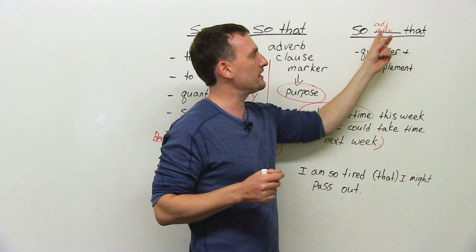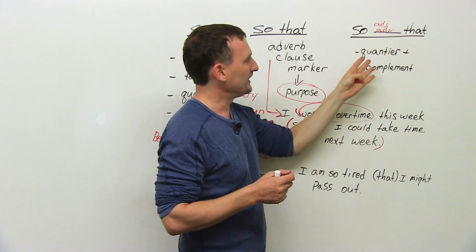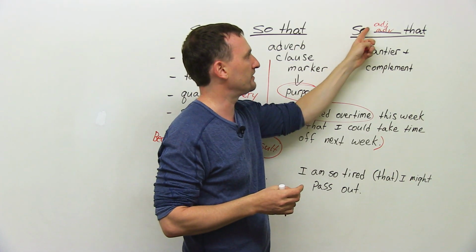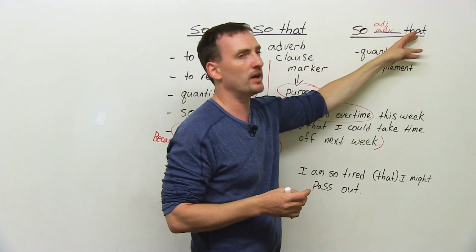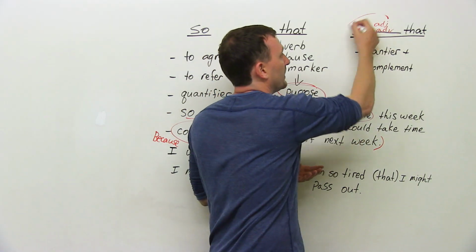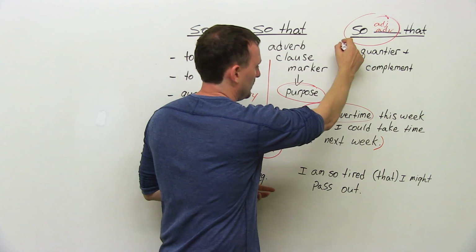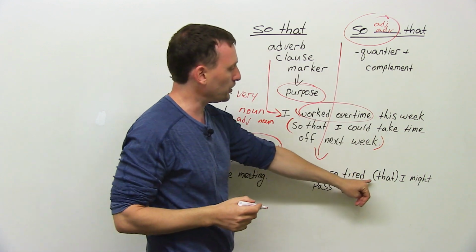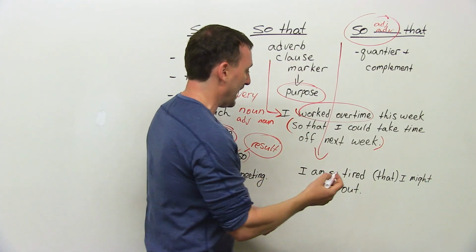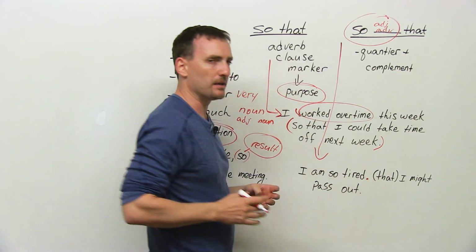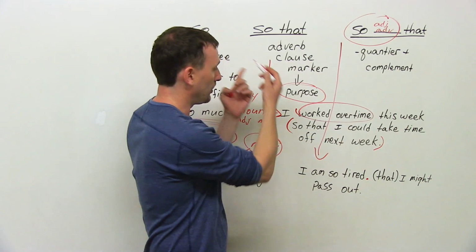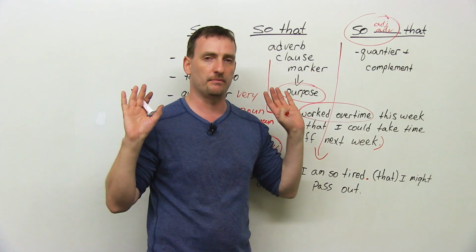Lastly, we have "so" adjective, "so" adverb, "that." Now, this is a bit of a combination of the two. You have a quantifier, so you're making this vary something, and you want to give a little bit extra information. What does this mean, right? You want to complete the meaning of this. Okay, let's look at this example. I am so tired that I might pass out. Pass out, faint. Okay? Now, I could say, I am so tired. This is a complete sentence. You don't need any more. I have the quantifier, I have the adjective, I've completed my meaning.